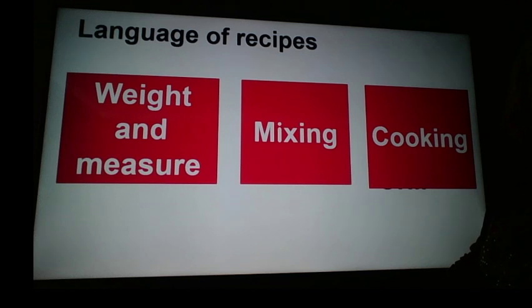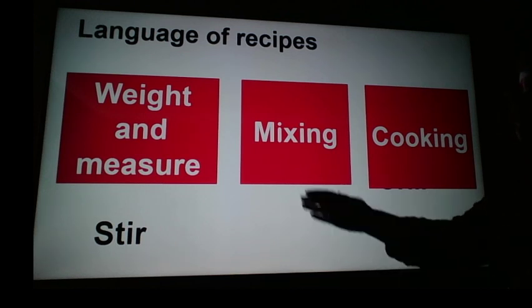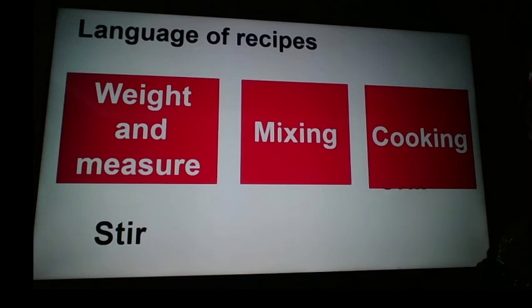It's a cooking word. So your next word is kilogram. I don't know if you can see that. So kilogram, is this a weight and measure word, a mixing word, or a cooking word? Let's see. It's actually a weight and measure word. Your next word, stir. What do you think? Which category do you think this one goes into? Weight and measure, mixing, or cooking? We're getting quite good at this now. It's a mixing word.